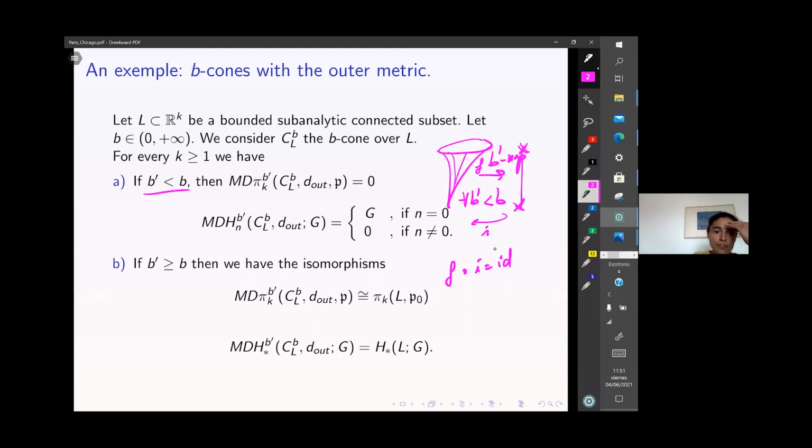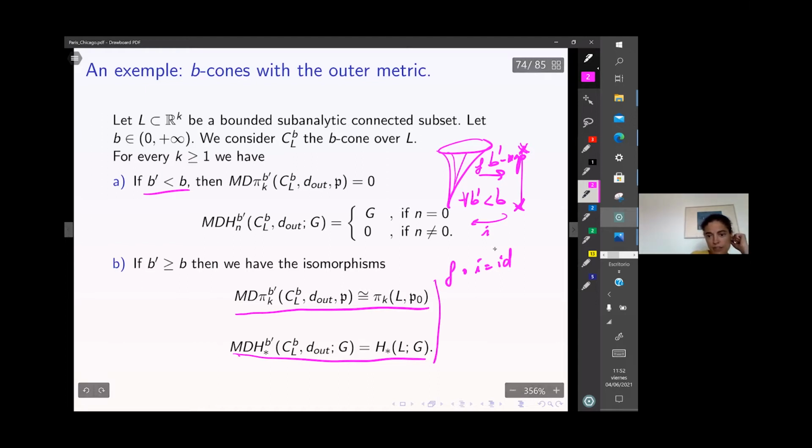Okay, and for B prime equals B, one has to take care, and in fact you need to use all the Seifert-van Kampen machinery to prove that you recover the homotopy group of the link, and the same for the homotopy. Okay, one has to take care here. It's not easy.